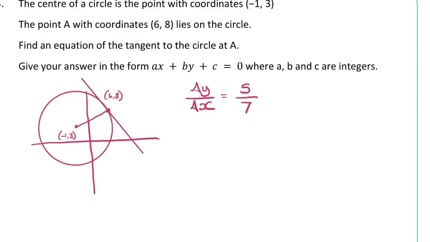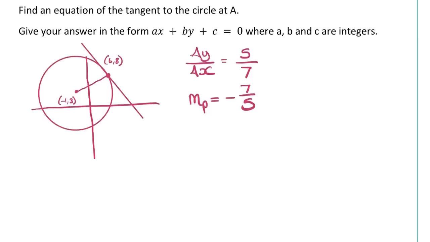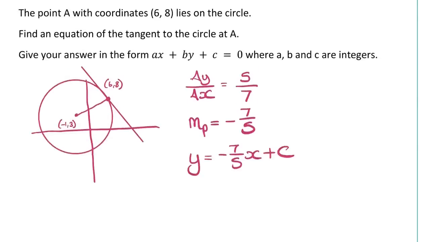Now the tangent, we want the perpendicular gradient. So for the perpendicular gradient, we do the negative reciprocal. So flipping it over and changing the sign, we get -7 over 5. And we can straight away put that into our equation of a line. So y is equal to -7 over 5 x plus c. Worst case scenario, we've pretty much got the majority of the equation there. We just need to know that value of c.